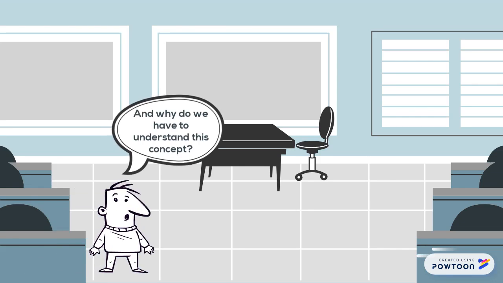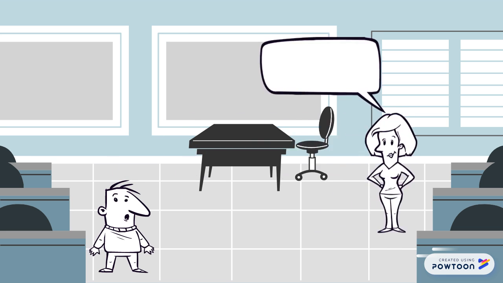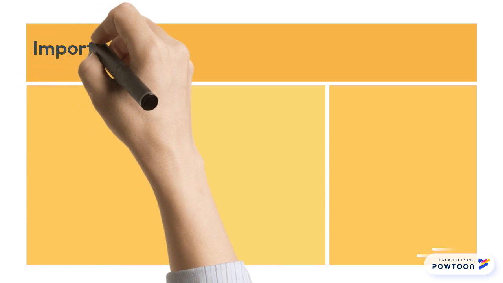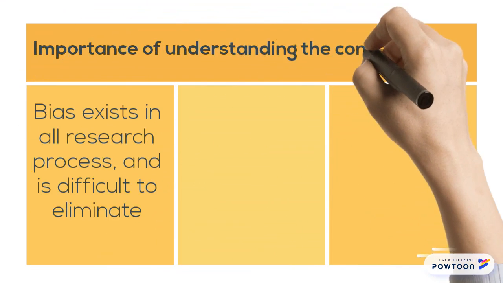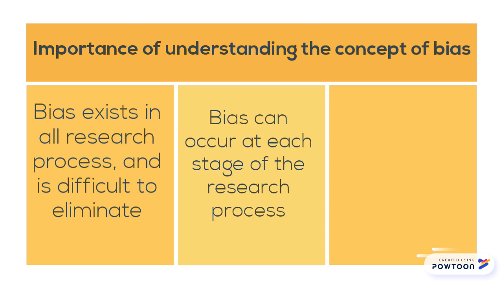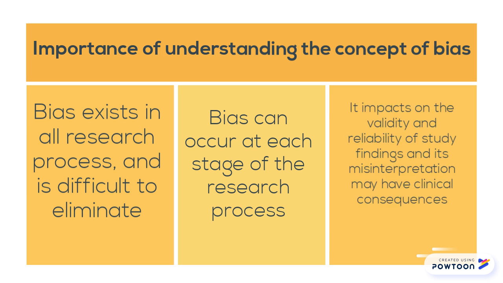And why do we have to understand this concept? This is why. Bias exists in our research process and is difficult to eliminate. Bias can occur at each stage of the research process. It impacts the validity and reliability of study findings, and its misinterpretation may have clinical consequences.